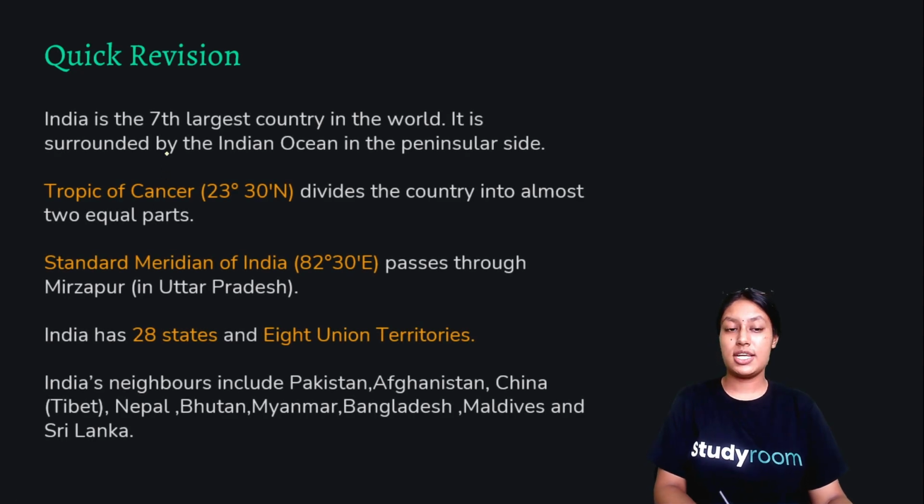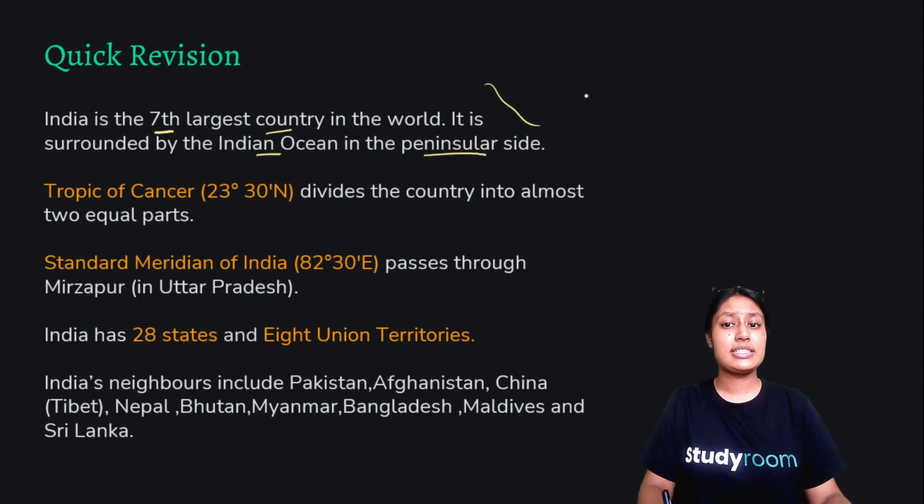First thing is India is the seventh largest country in the world and it is surrounded by Indian Ocean on the peninsular side. Peninsular side, let me revise it for you. It's the side where it started making a triangle, right? Where it started tapering from 22 degree north. So the taper side is the peninsular side, and it's surrounded by Indian Ocean.